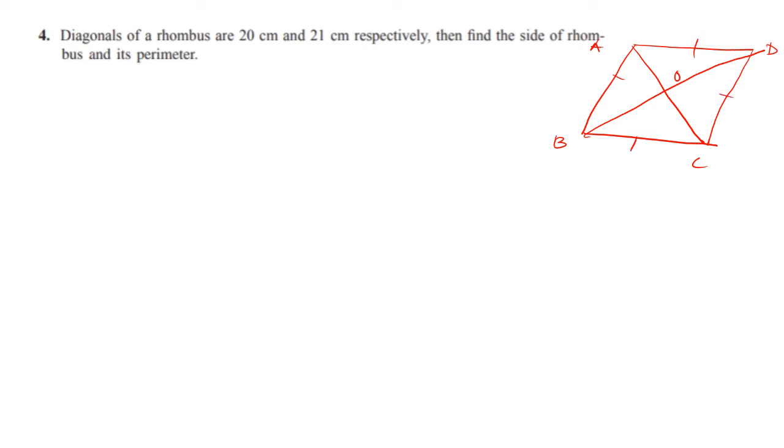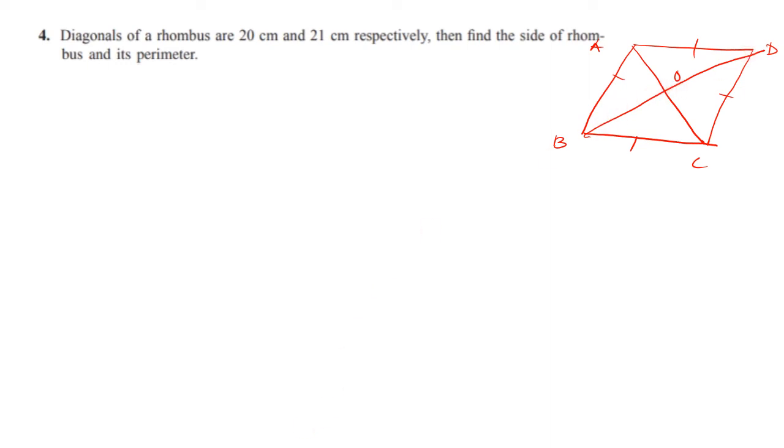Okay, so they say that this AC, one of the diagonals, is 20 centimeters. So if I take AC as 20 centimeters and BD as 21 centimeters, AO is equal to half of AC because the diagonals of the rhombus bisect each other. So AO will become 10 centimeters. Similarly, BO will become 10.5 centimeters because BD is 21 centimeters.